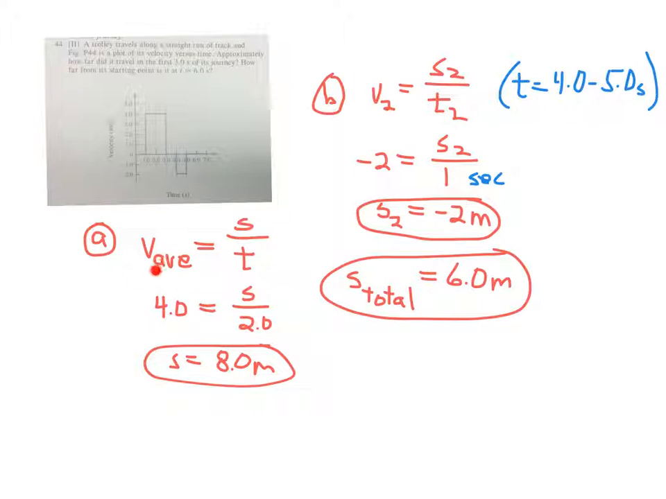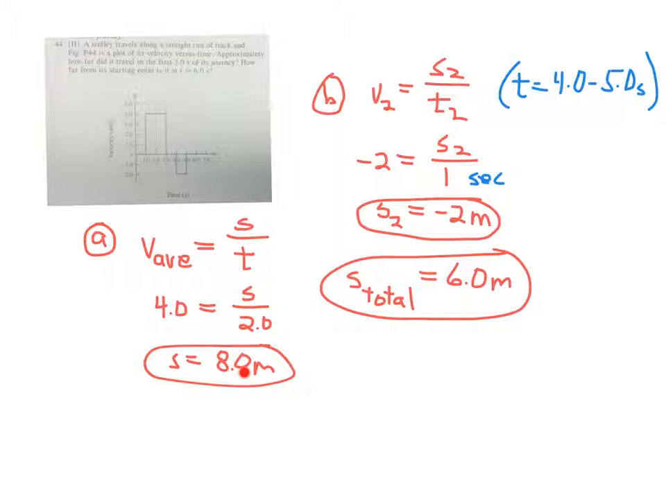Now, I didn't really use V average. There was a constant speed or constant velocity for 2 seconds. That's why I have 2.0 here for the time. From 1.0 to 3.0 seconds, there was a constant speed of 4 meters per second for those 2 seconds. So during that time frame, it goes 8 meters. It didn't go anywhere in the first second.